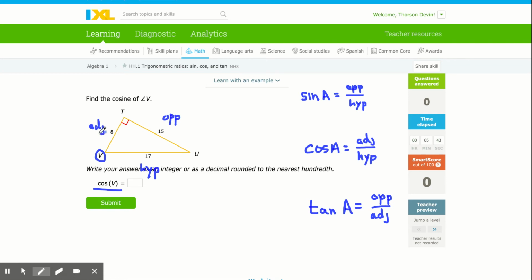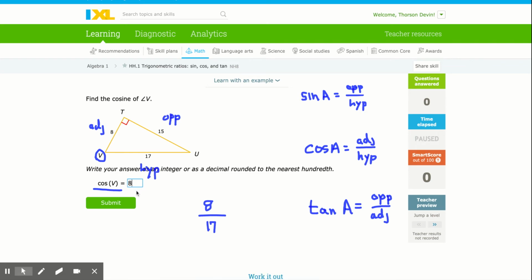And now all I'm going to do is find the cosine. Cosine's adjacent over hypotenuse. Adjacent is 8. So the ratio is 8 over the hypotenuse, which is 17. So I just type in 8 over 17 into this expression right here. Actually, it says round your answer to the nearest hundredth. And I recommend you actually do that.